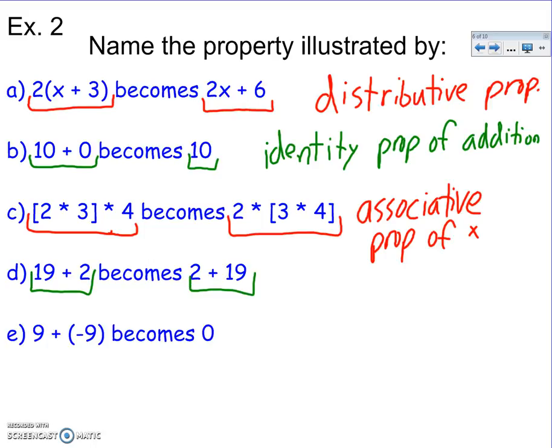All right, the next one, 19 plus 2 is what I start with. I end with 2 plus 19. What happened? They switched spots. That would be the commutative property of addition.